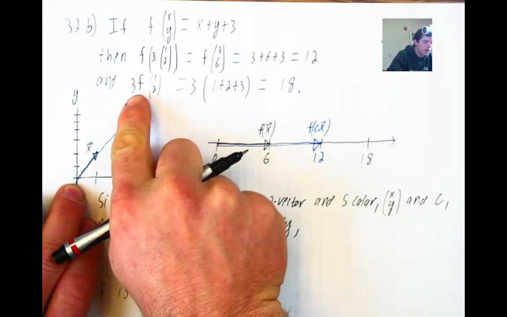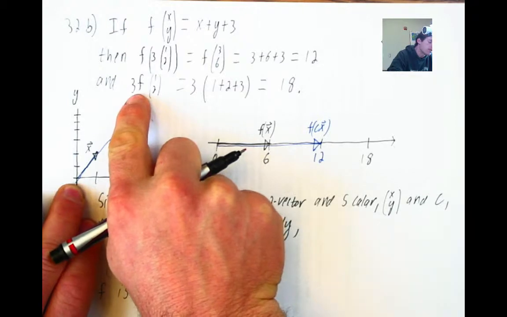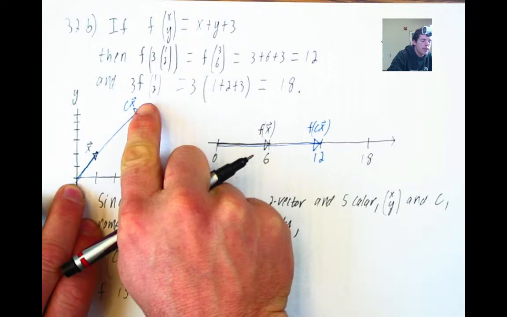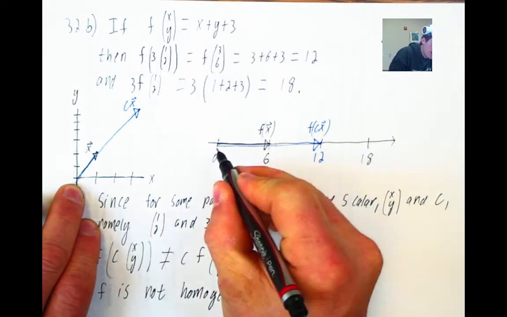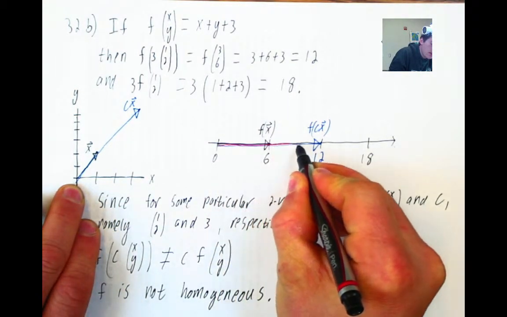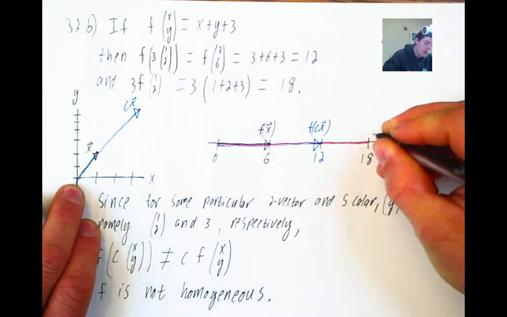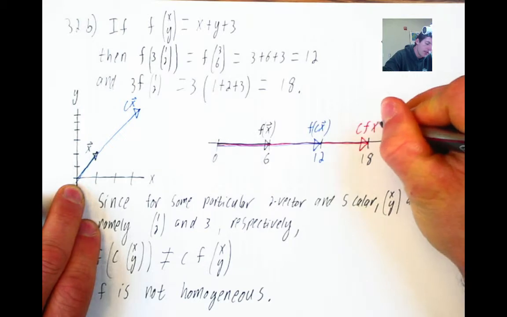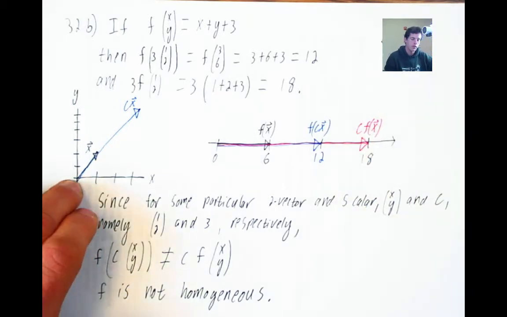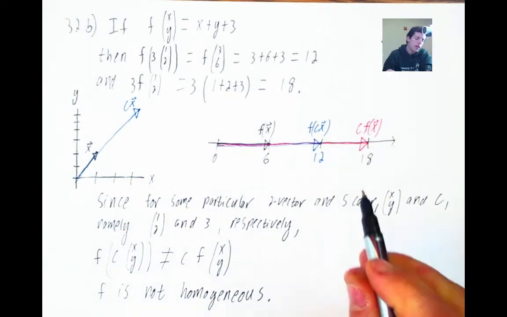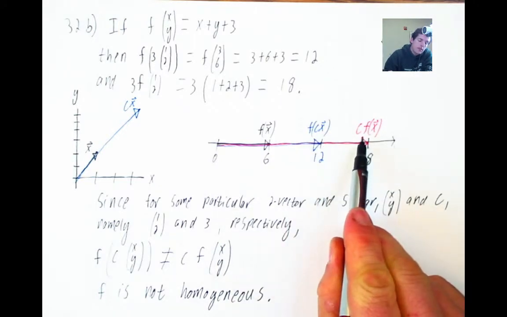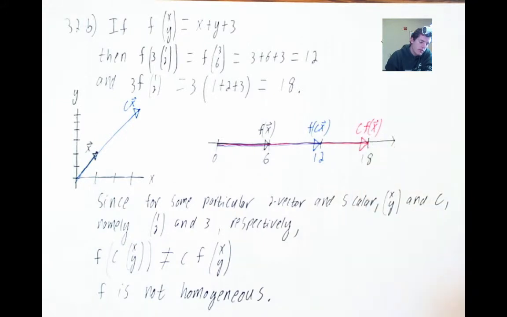That right here, c times f of (1, 2). And that is 3 times this. So that goes all the way out to 18. A third vector then goes all the way out there, and that is c times f of x. And I think this is the clearest example yet where f of c times x is certainly not, pictorially, c times f of x. They sit in totally different places.